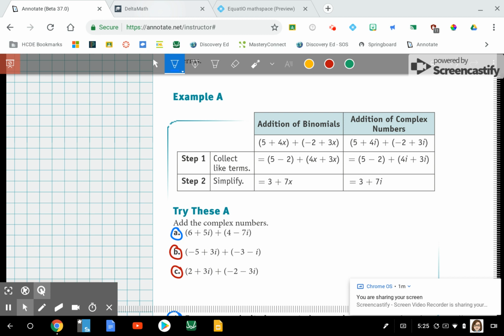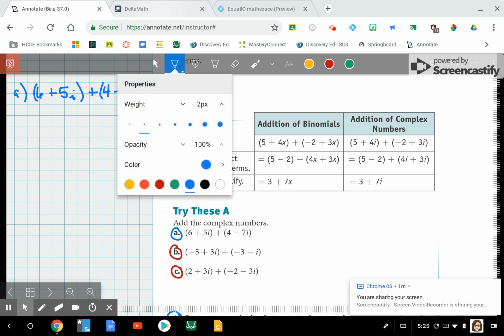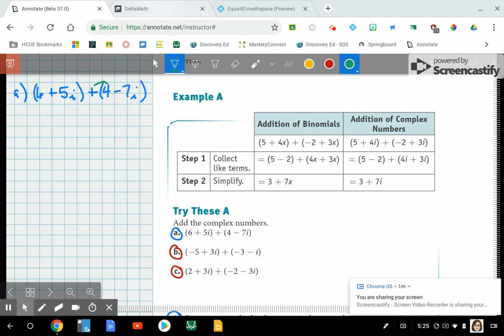So down here in part A, we have 6 plus 5i, and then plus 4 minus 7i. Remember, parentheses are important. If we were to distribute this positive to everything that comes after, it doesn't change the sign. So really, we could just rewrite this entire problem, but without parentheses.